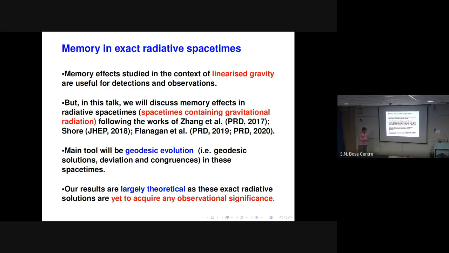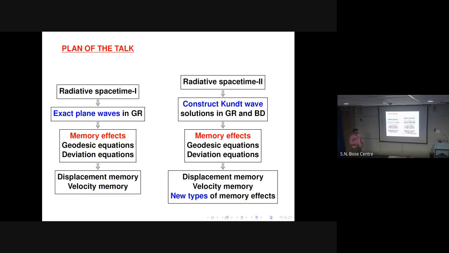Okay, so the warning is our results will be theoretical because these are mathematical solutions and they are yet to acquire any observational significance. This is the plan of the talk. I will discuss two radiative space times first. The main space-time that I'm going to discuss is called exact plane waves, and then the Kundt space-times. Then we'll study what the memory effects are in these space-times, and I'll discuss the different types of memory effects that this kind of space-time exhibits.